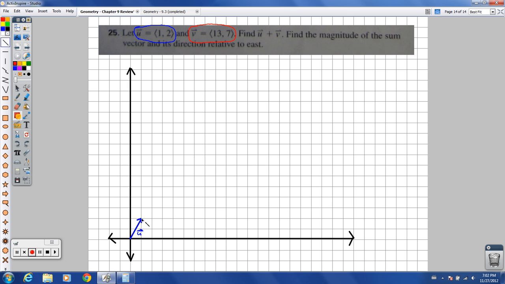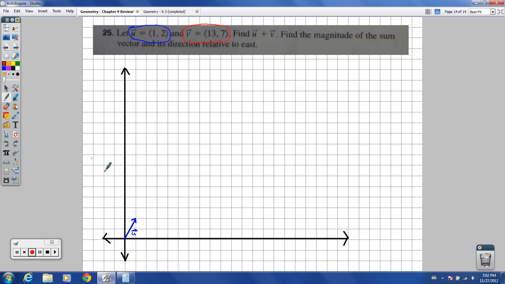So 13, better count carefully. This would be 1. Why don't I make a little mark here as I do this? 1, 2, 3, 4, 5, 6, 7, 8, 9, 10, 11, 12, 13 is out there. Let me just double check that. 2, 4, 6, 8, 10, 12, 13. Okay, and so from there we got to go up 7. So 1, 2, 3, 4, 5, 6, 7. We've got a point right there. That's where we're going to end up.